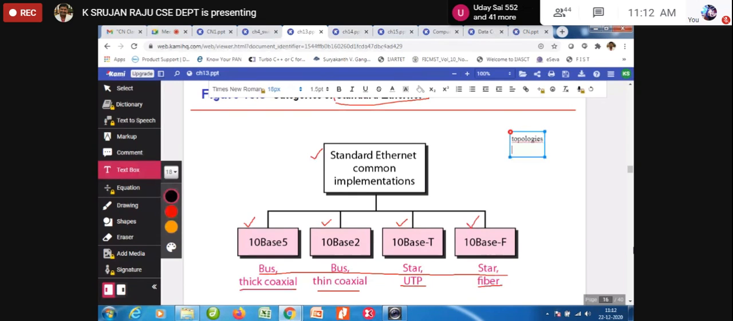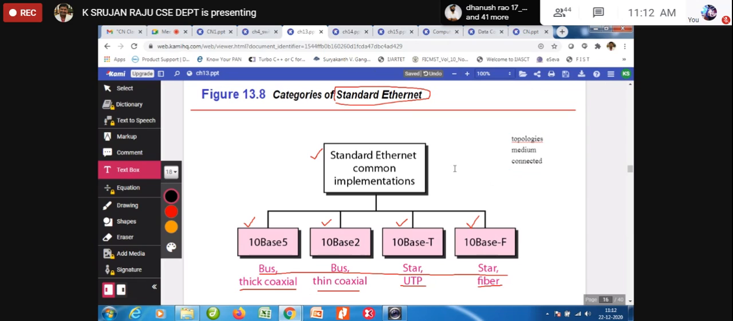Okay, and we discussed various topologies. Then we discussed various mediums, wired medium and wireless medium, and within the mediums we had discussed various cables, and then how those are going to be connected.